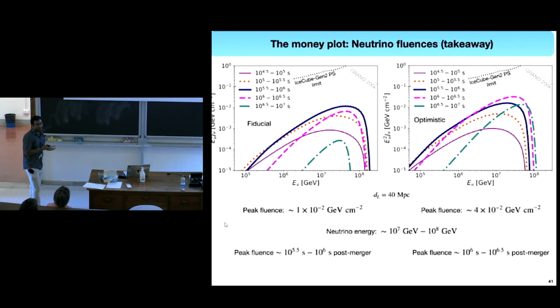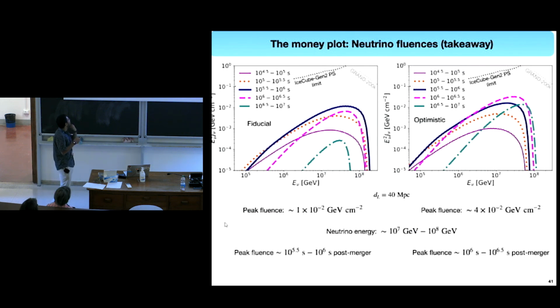So what do you get from the neutrino fluence after doing all of this? Here are the results for the fiducial and the optimistic cases. On the x-axis, I have the neutrino energy, and on the y-axis, I have the neutrino fluence. This is for a typical source at around 40 megaparsecs, so a 1708.17 sort of source. Let's look at the fiducial case first.